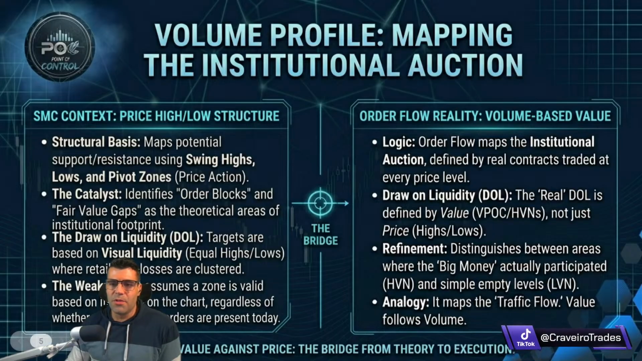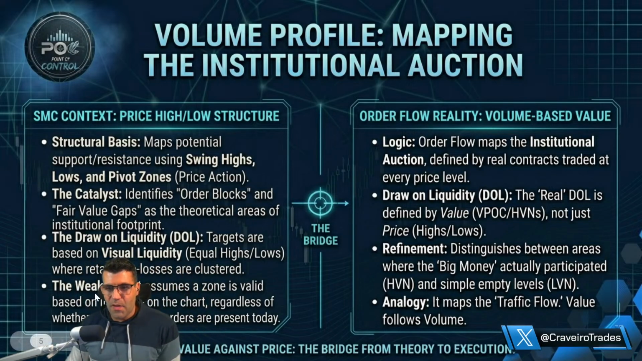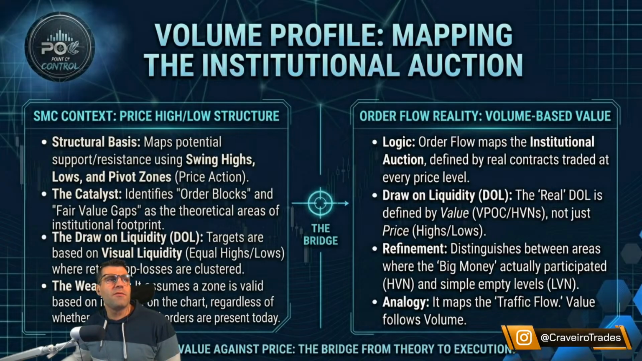So we would look at the volume profile. We're going to see retail stop losses are clustered, and you'll see that on the DOM, the depth of market. All right. And the weakness, it assumes a zone is valid based on the shape of the chart, regardless of whether actual buy and sell orders are present today. All right, so we could just assume a zone is valid because that's what we're taught through teachings, and for years and years and years with better market conditions, they would play out.